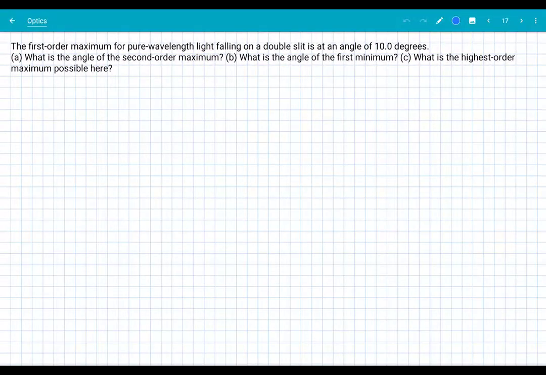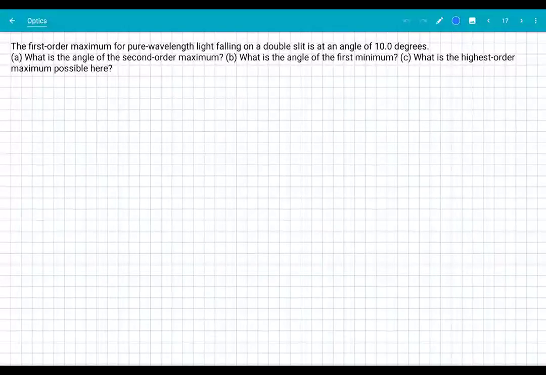So what we expect already, like you should be familiar enough with what's going on here, is that you're going to expect the second order max to be close to, not exactly, but close to double that first max. And you're going to expect that the first min is going to occur in between the central max and the n equals 1 max, so somewhere between 0 and 10 degrees. Okay, so already you should have some idea of where these are going to occur. So let's tackle part A first. What is the angle of the second order maximum?